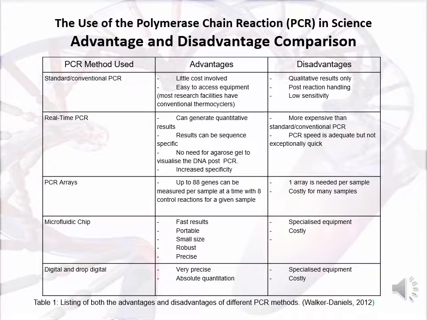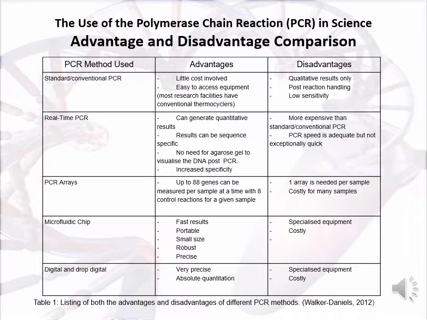Real-time polymerase chain reaction. Advantages: it can generate quantitative results. The results can be sequence-specific, and there is no need for agarose gel to visualize the DNA post-polymerase chain reaction, and there is increased specificity. Some disadvantages include: it is more expensive than the standard or the conventional polymerase chain reaction. The polymerase chain reaction speed is adequate, but it's not exceptionally quick.